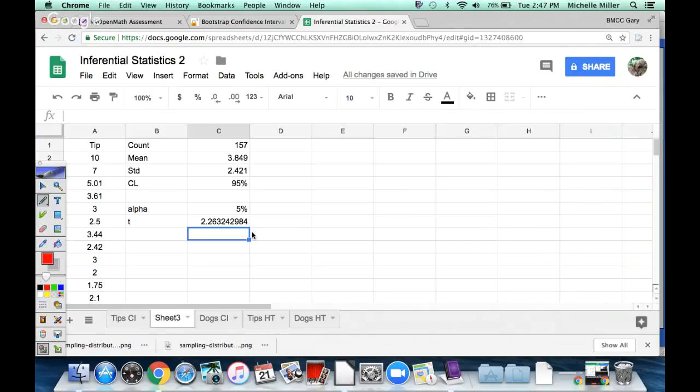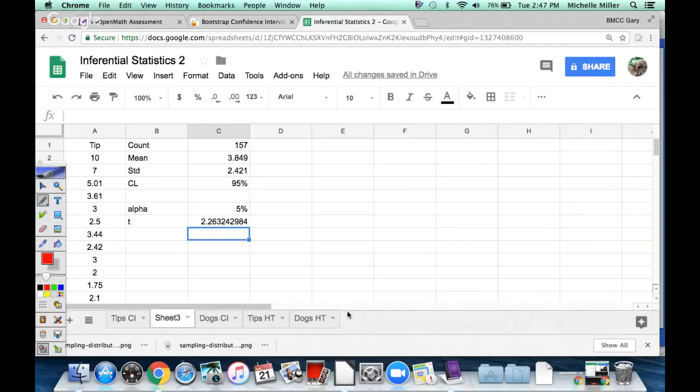And the T inverse, since it depends on the count, for a 95% confidence interval, depending on how many data points you have, you'll get a slightly different number for T, even for the same confidence level. And that's an important distinction from T to normal. All right, so we've got our t-value.